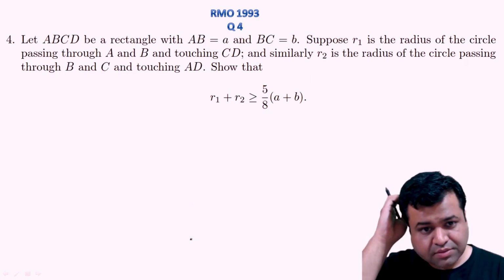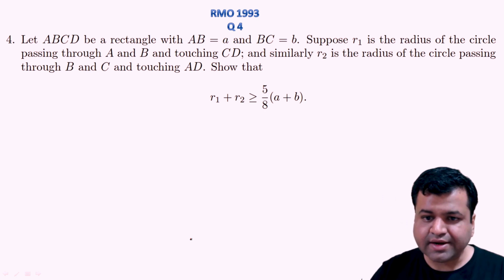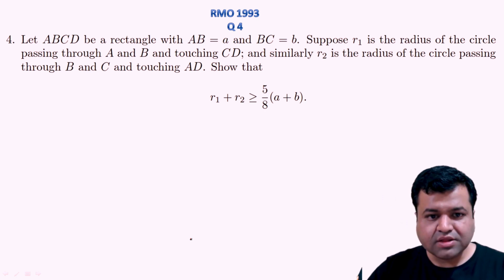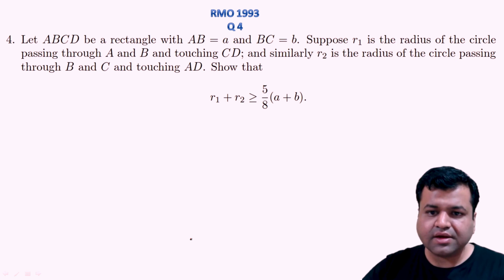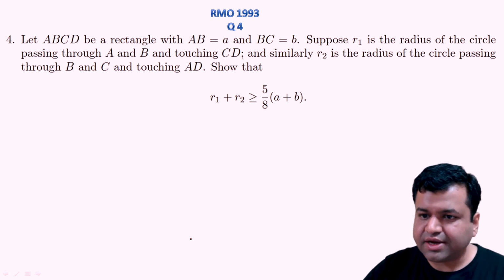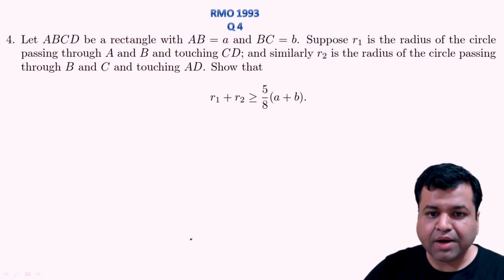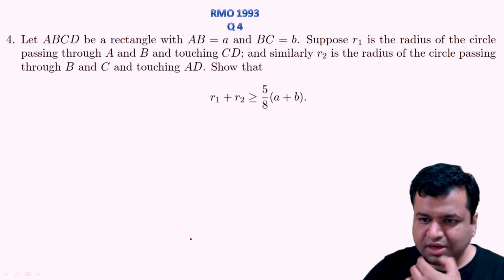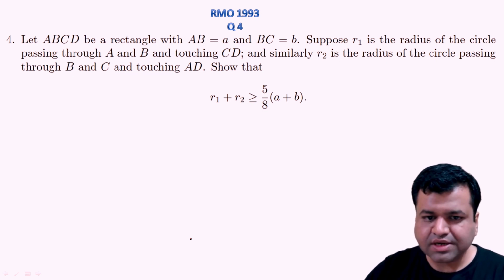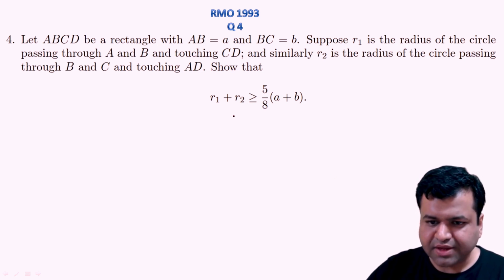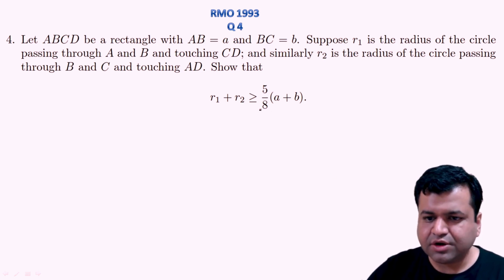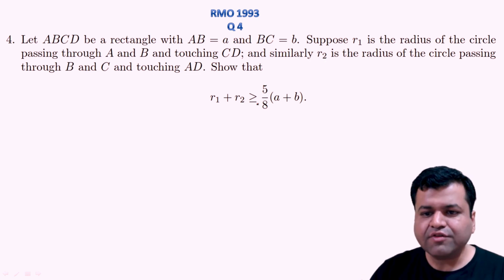So this is the 4th question of the year 1993. Again, this question is from geometry. The question says: let ABCD be a rectangle, with sides A and B, both non-equal sides, right? Let R1 be the radius of the circle passing through A and B and touching the side CD, and similarly, R2 be the radius of the circle passing through B and C and touching the side AD, right? We need to prove that R1 plus R2 is greater than or equal to 5 upon 8 into A plus B, right?